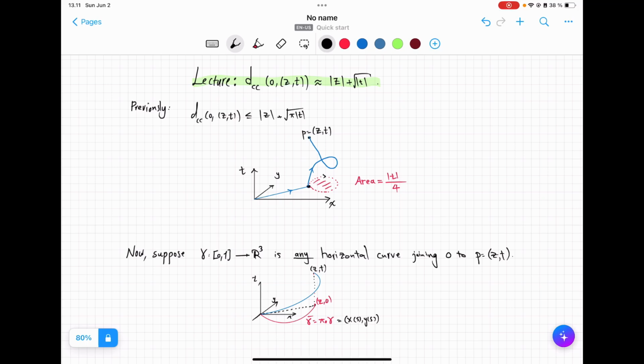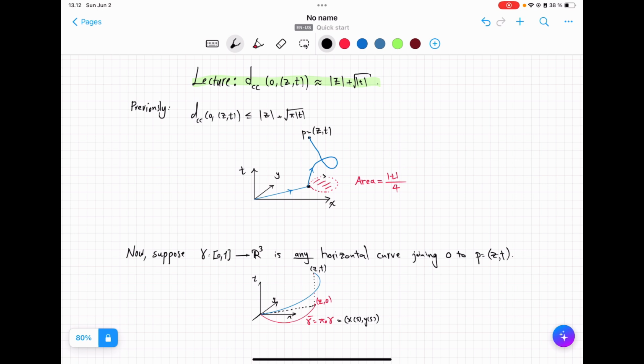Today we find a very explicit formula for the Carnot-Caratheodory distance up to a universal constant. Previously, we used concatenation of two very specific horizontal curves to find the upper bound. In particular, we start at the origin, within the xy plane, continue to the projection of a point, and then we follow the horizontal lift of a circle to reach the point P. For this to happen, the circle must have the specific area of t over 4, which explains where the square root t comes in that formula.